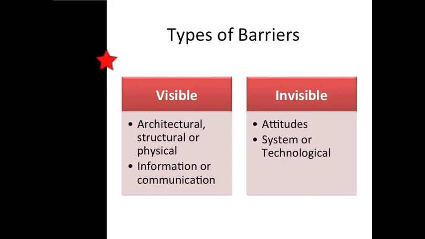Systemic barriers can occur through policies and procedures. These are any practices or rules that restrict people with disabilities. Technological barriers, or lack of it, can prevent people from accessing information. Everyday tools like computers, telephones, and other aids can all present barriers.